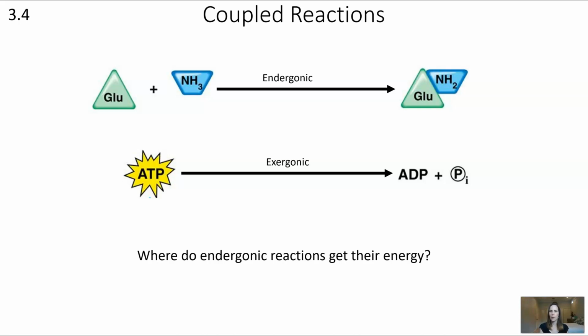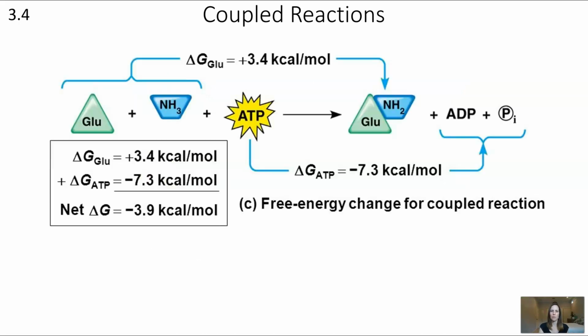So now let's do a little thought experiment. Where do endergonic reactions get their energy? And hopefully this was a little bit of a leading question because you can see that there's one reaction that is requiring energy and one reaction that is producing energy, and that's all we're seeing on this picture. So maybe we can put these together. Another clue is that the title of the slide is coupled reactions. So the idea of a coupled reaction is that an exergonic reaction is going to be able to provide the energy for an endergonic reaction.